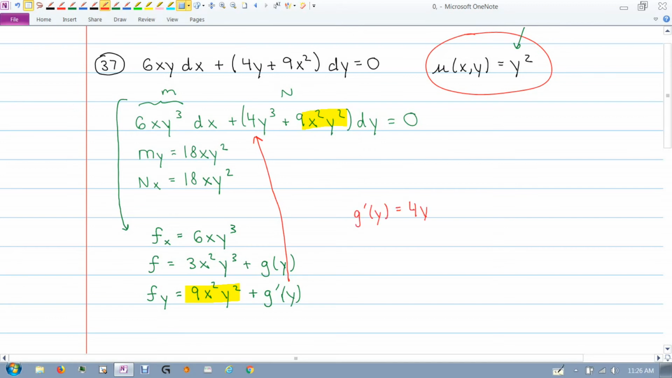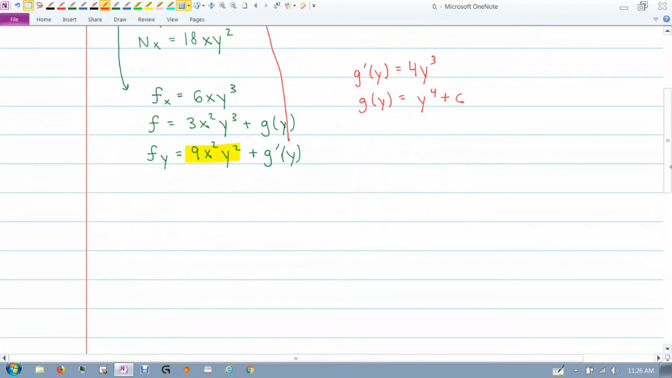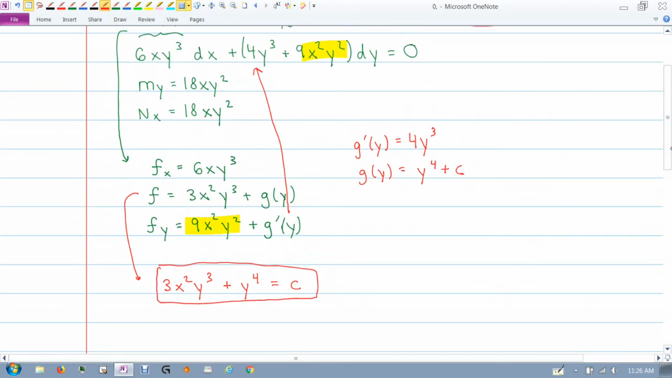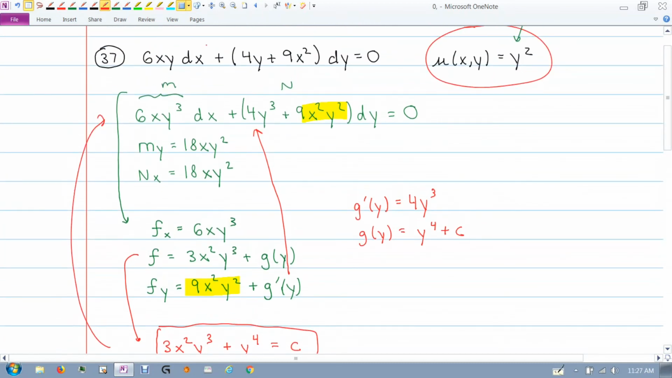4y cubed, and that means g of y, if we integrate with respect to y, is just y to the fourth plus some constant. Remember, we were saying that that constant was 0. And so our original function here, if we rewrite this as 3x squared y cubed plus g of y, which we got y to the fourth, and then this must equal some constant. And this would be the relationship between x and y that should satisfy this differential equation. But now we can show that it also satisfies this one.